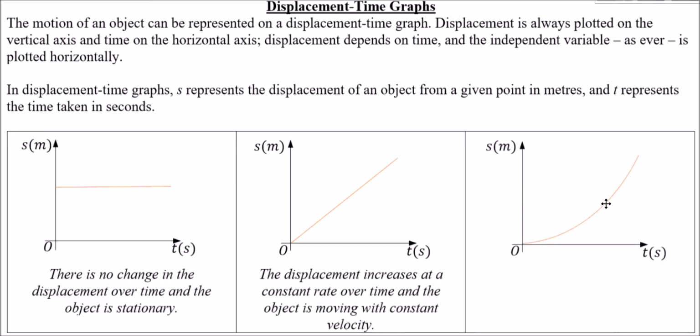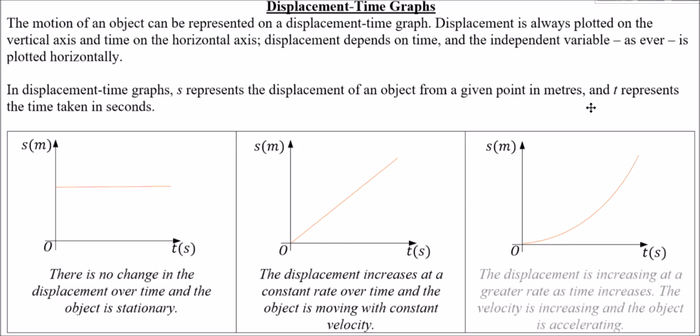Okay, that would mean that the displacement is increasing slowly at first, but then the rate of increase is itself increasing. So the displacement would be increasing here at a greater rate as time increases. What this means is velocity itself is increasing, and so therefore this would model acceleration. If you have a displacement time graph where it's curving upwards, or curving downwards in fact, that would show what acceleration looks like.